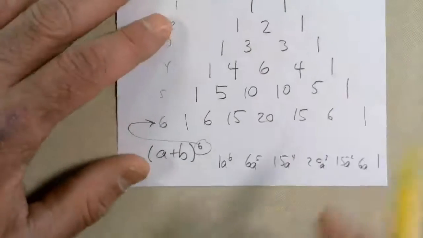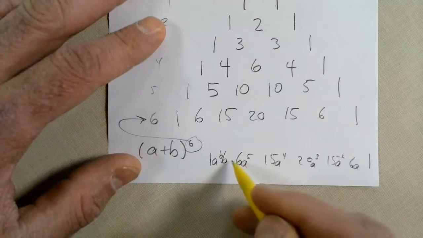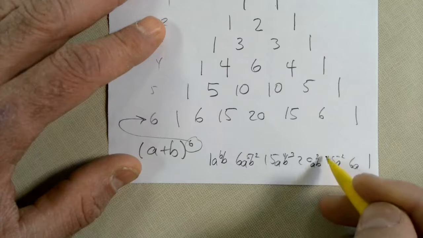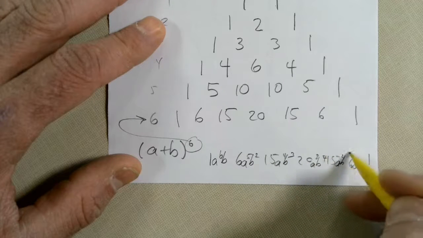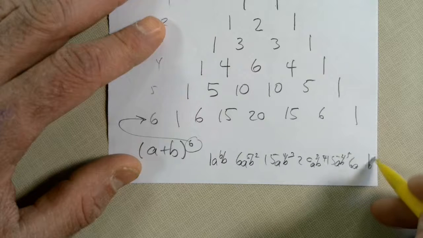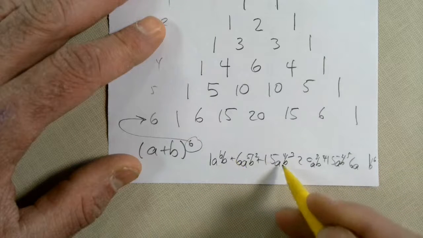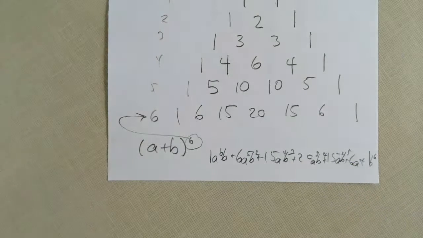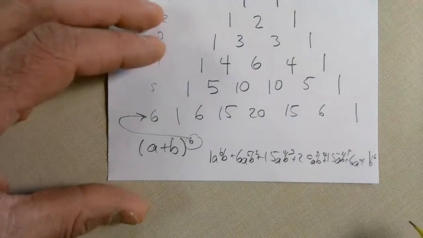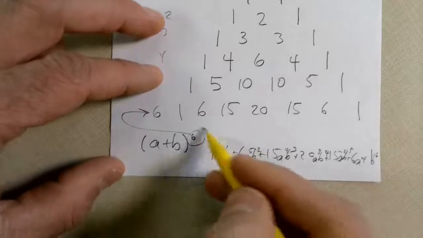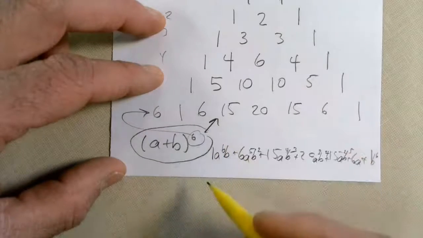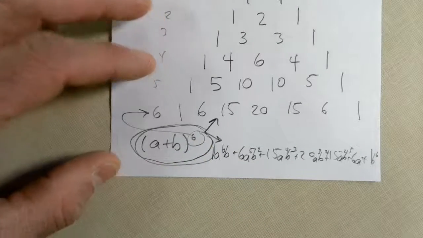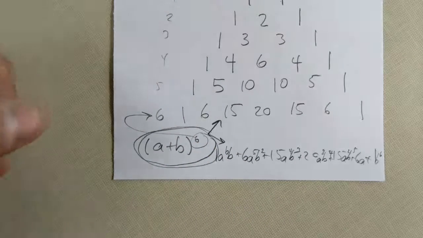Okay, so here we go, back down here. B, b squared, b cubed, b to the fourth, b to the fifth, and b to the sixth. And then it's all pluses in between. You can write it nicer than that, but you get the idea. That's how you can quickly use this pattern and the AB pattern to multiply a series of binomials like that really quickly.